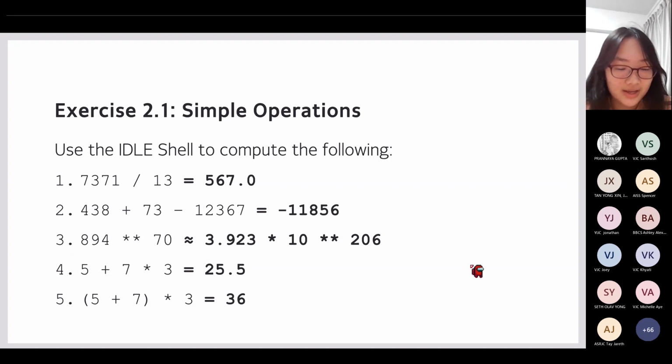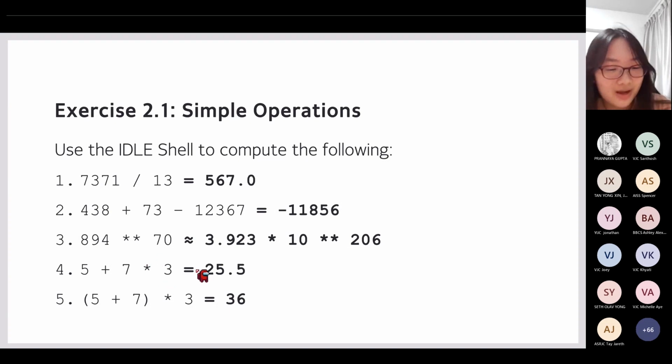And as for number 4, it gets a bit more tricky. Since this is a multiplication, we calculate the multiplication first, so 21. And it should be 5.5 plus 21 equals 26.5. And as for this, you calculate the brackets first. So 12 times 3 equals 36.